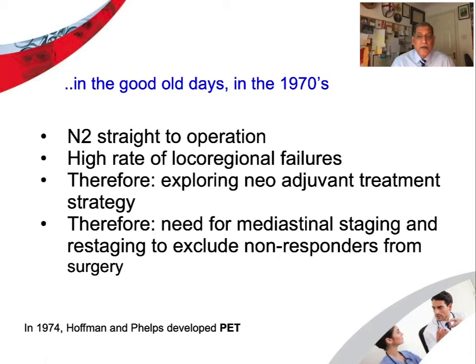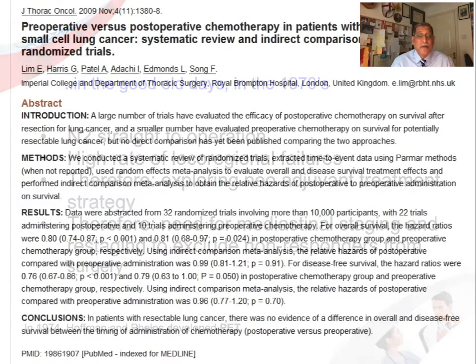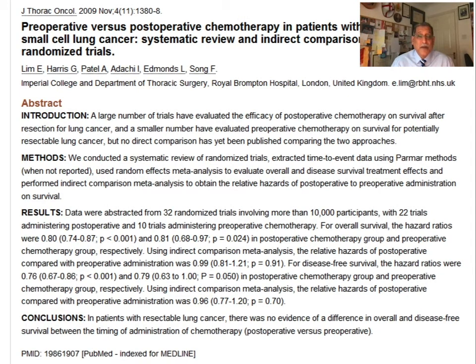The results showed clearly there was a difference in prognosis between those who respond to the induction chemotherapy and the non-responders. Hence, the need to identify the responders to proceed to surgery. We then travel forward in time to 2009, when Eric Lim and his colleagues from the Brompton published this seminal paper. It is so important that I swear by it.